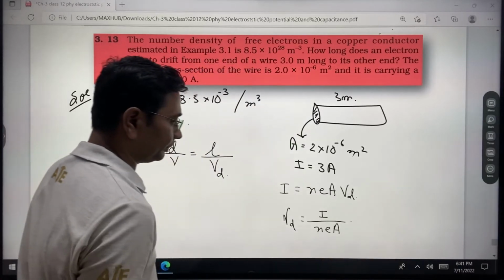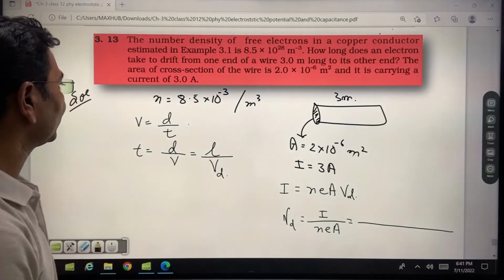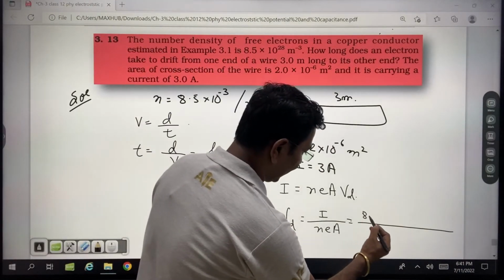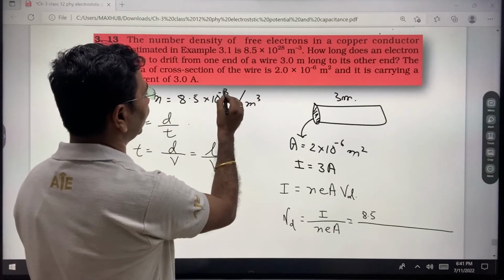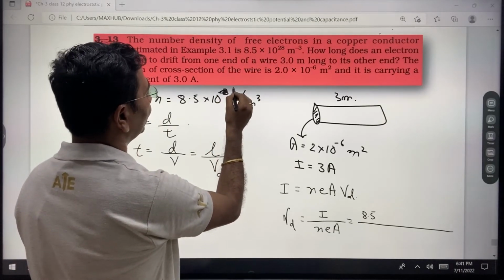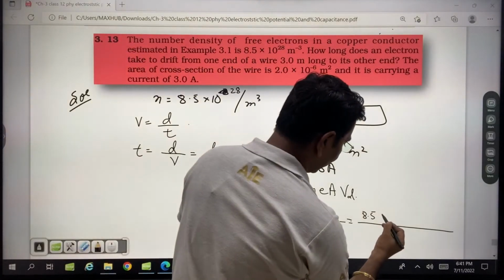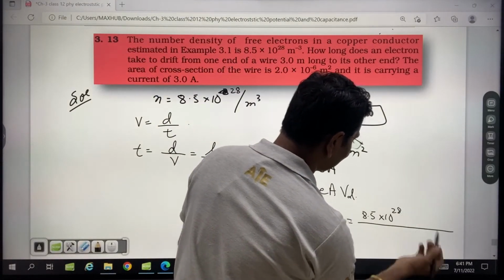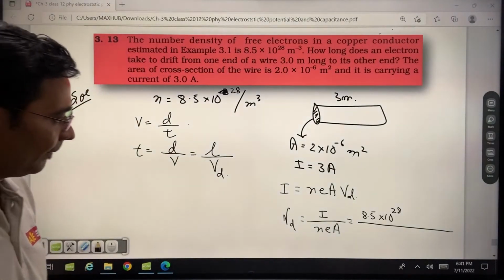So I know all of them. If you see the data, I know N which is equal to 8.5 into 10 to the power 28 electrons per cubic meter, so into 10 to the power 28. Okay, very nice. Then we have got this I.